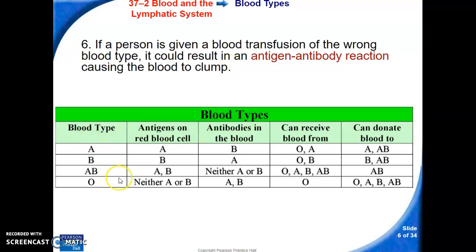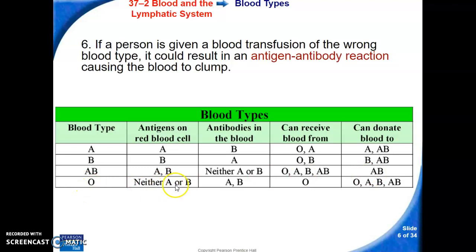So, here's the rules. If you're type A blood, you have an A antigen, B antibodies. You can get blood from people that are type O or A, and you can donate to A and AB. If you're type B, you can see what you have there and who you can donate to, O and B, and get blood from B and AB. If you're AB, you see the antigen and antibodies you have, you can get blood from O, A, B, and AB. This is called the universal recipient. They can receive blood from everybody, and they can only donate blood to other people that are AB.